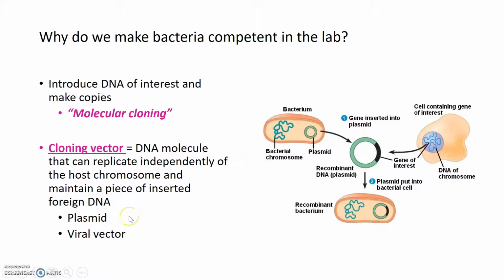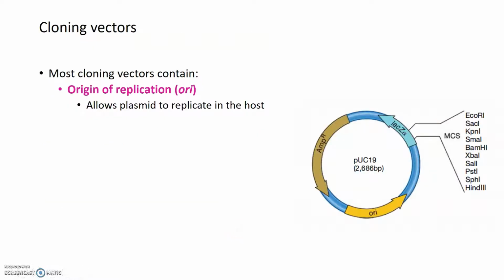And cloning vectors, there are several different types. The most common is a plasmid, but there are also some viral vectors that can be used to introduce DNA into cells through transformation. What all cloning vectors have in common are these three specific features. The first of which is an origin of replication, or a start site for replicating that plasmid. And this just allows your vector or your plasmid to replicate or make more copies of itself inside the host cell.